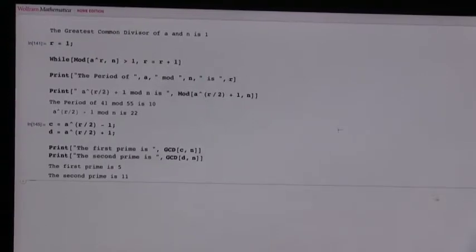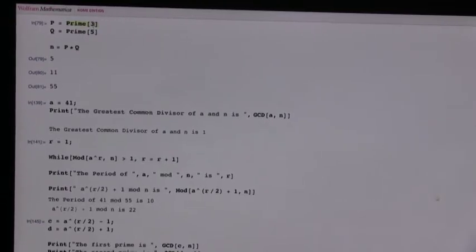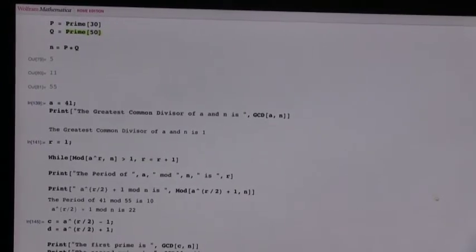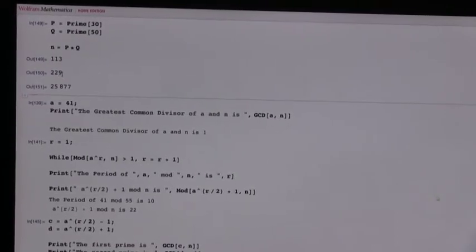That was for a small example, like Kelsey Houston Edwards did, with small primes 5 and 11. Let's go an order of magnitude larger in the prime count. We'll do primes 30 and 50. So now the primes are 113 and 229, and we have this number, 25,877.